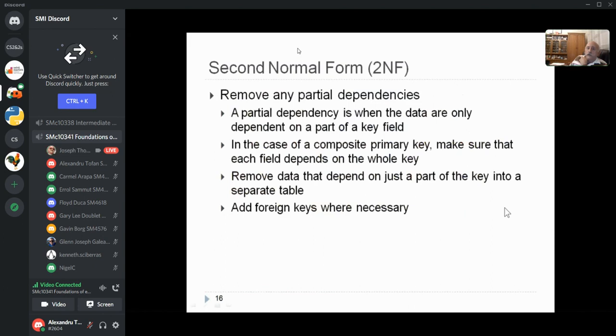Now we have to get to second normal form, remove partial dependencies. Now what is a partial dependency? A partial dependency is where we have a characteristic that is not linked to the whole composite key, but it depends on part of the key. So we need to remove data that depends on part of a key into a separate table.